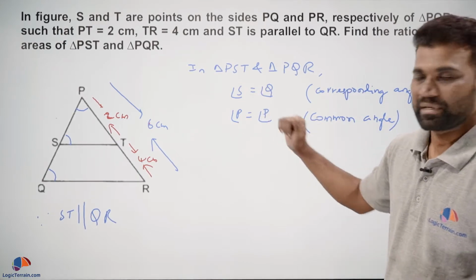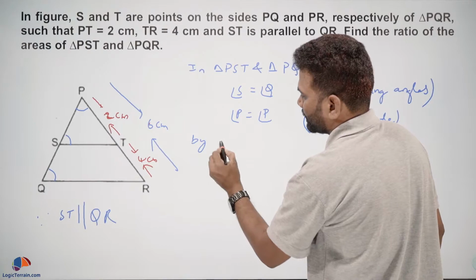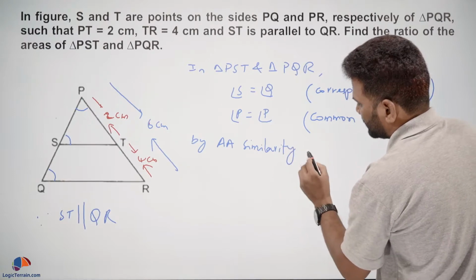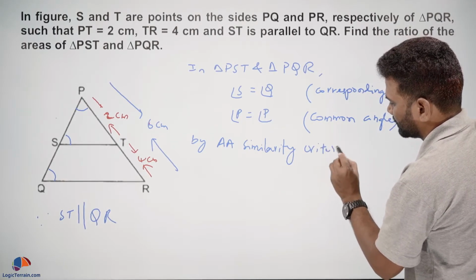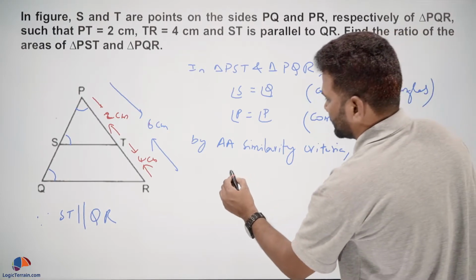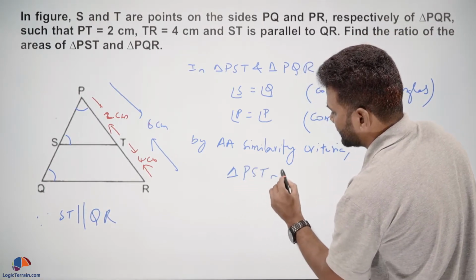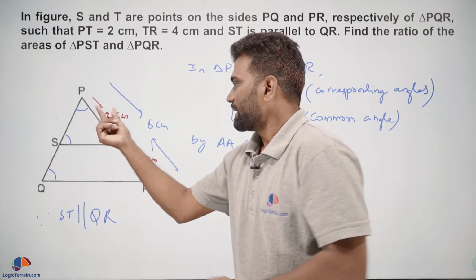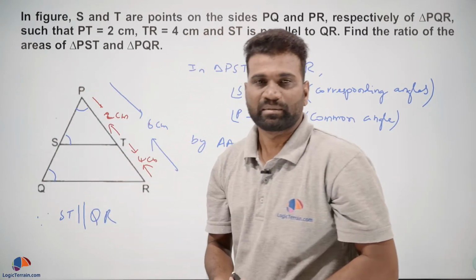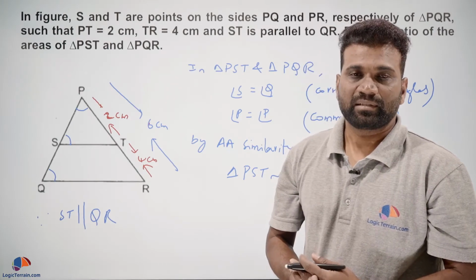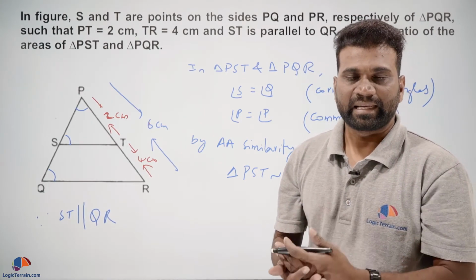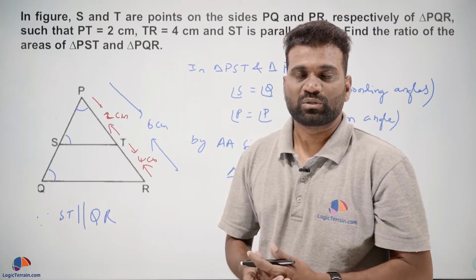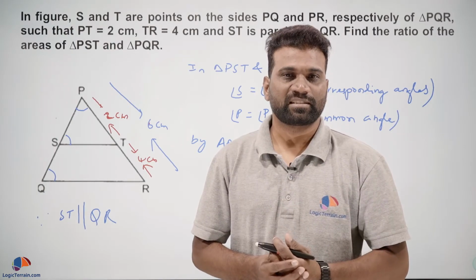Now, by AA similarity criteria, triangle PST is similar to triangle PQR. So we got these two triangles, PST and PQR, both similar. When two triangles are similar, we have a relation between their areas and corresponding sides. That is, the ratio of the areas of similar triangles is equal to the square of the ratio of their corresponding sides.